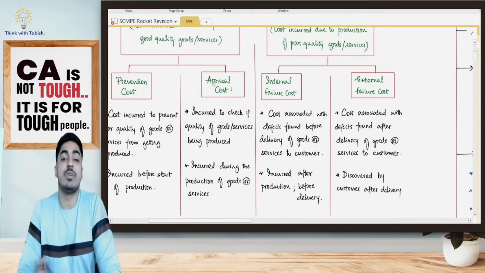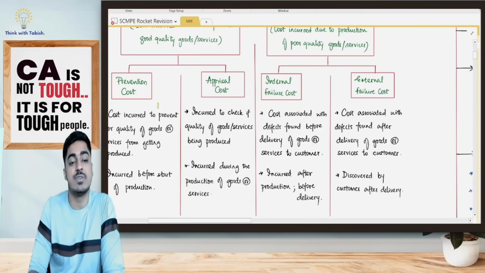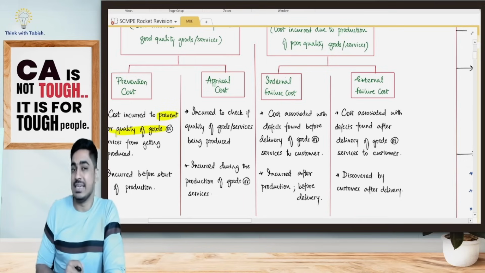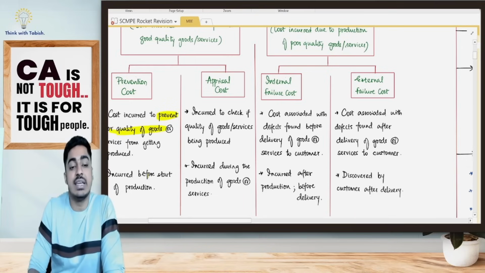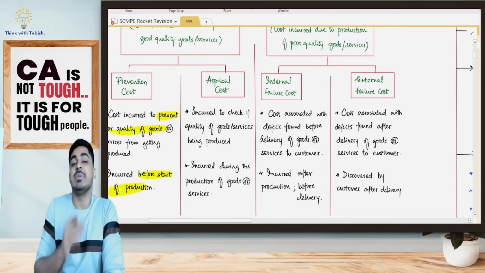What am I telling in prevention cost? It is the cost incurred to prevent poor quality goods or services from getting produced. What am I doing, students? I am preventing. So generally these costs are incurred before the start of my production. Even before the production is starting, I am incurring these costs.